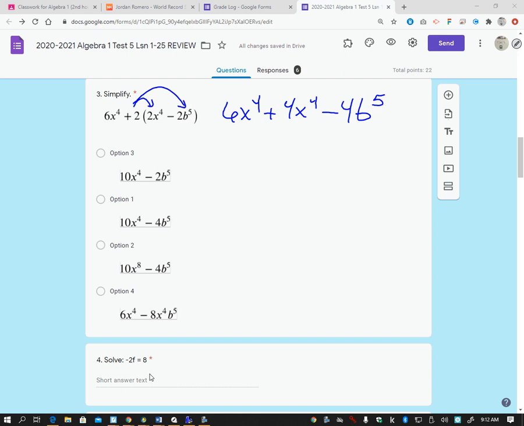All right. What's next, Grayson? Yeah, we're on the blue. Okay. What's 6x to the fourth plus 4x to the fourth? 10x to the fourth, right? Whenever I'm adding or subtracting like terms, I don't do anything to change their exponents, right? Okay, minus 4b to the fifth. Okay, as we've already established, 6x to the fourth and 4x to the fourth are like terms because they have the same variable that's taken to the same power. 10x to the fourth minus 4b to the fifth. All right, so we would get this answer right here, correct?